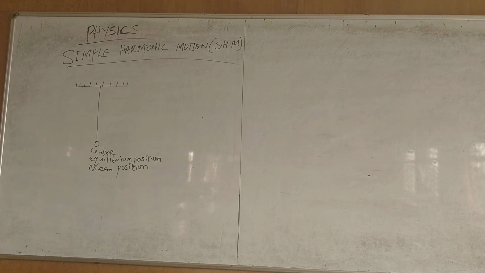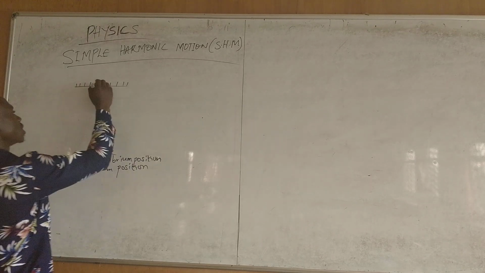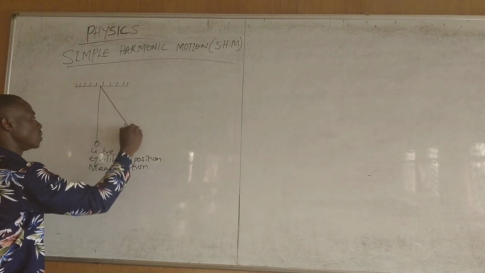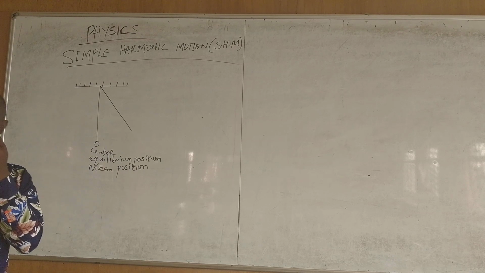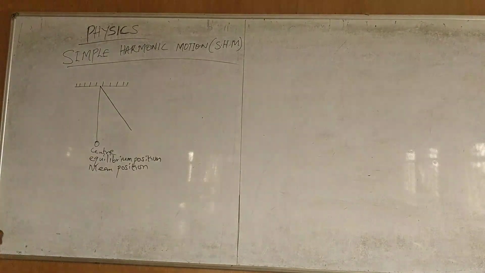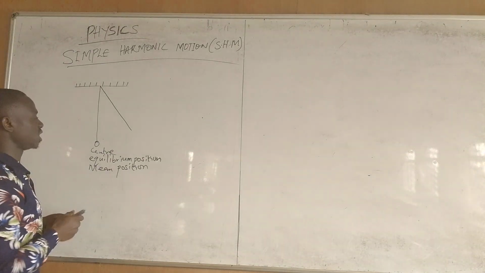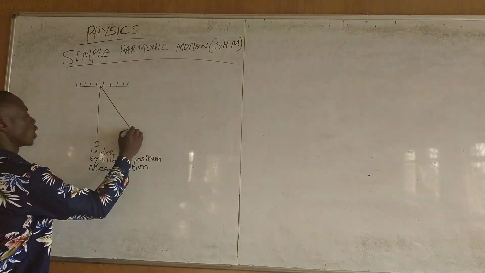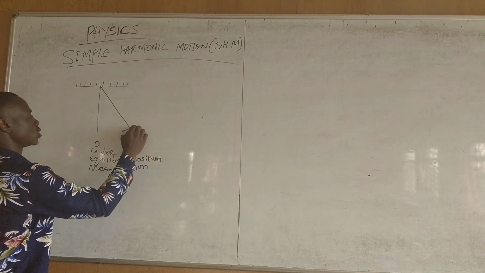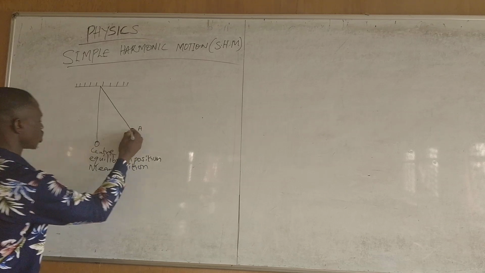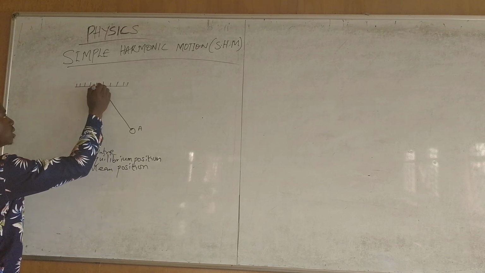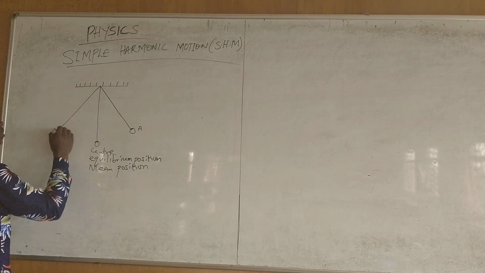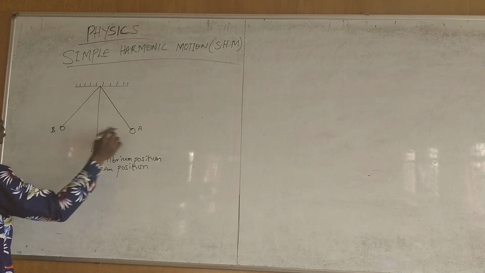If you are asked to give an example, don't just say pendulum bulb. If you say pendulum bulb without telling us that it is swinging or being displaced and released, you are going to be wrong. So it has to be in motion. We displace the pendulum bulb this way to point A, and then we release it to move about the equilibrium position. It will move to what? To point B.